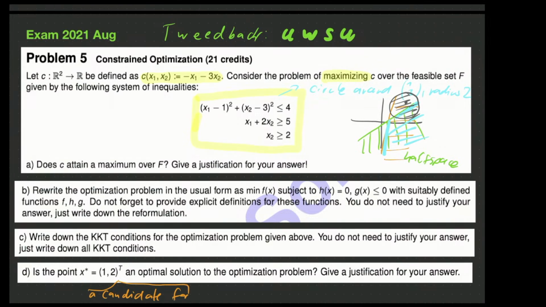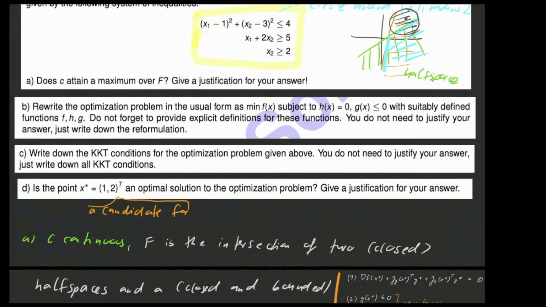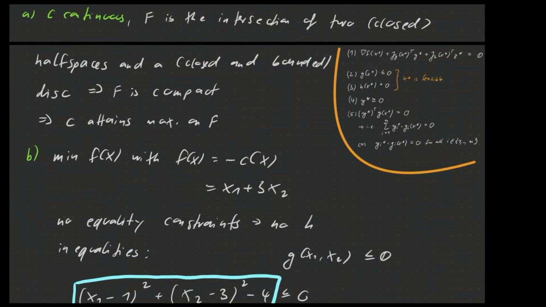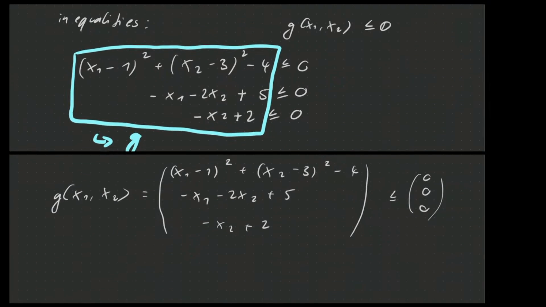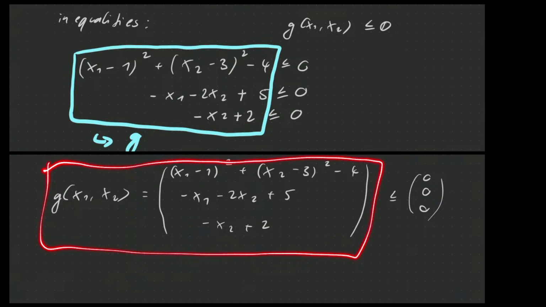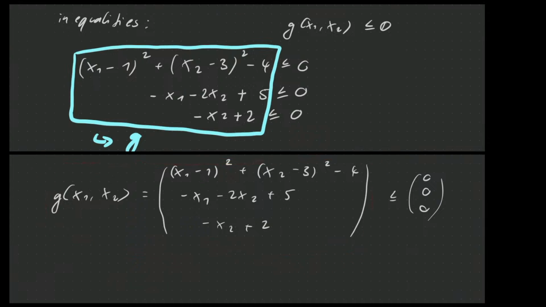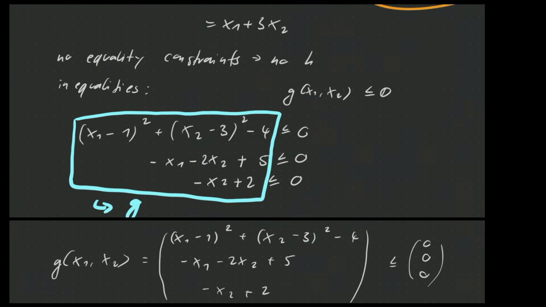Right, any more questions? Yeah? In the problem statement, there is the sentence, do not forget to provide explicit definitions. What are explicit definitions exactly? So with explicit definitions, I mean your solution should contain something like: the function g is defined as. Right? Don't just write that. Okay. I wouldn't have been satisfied with that.